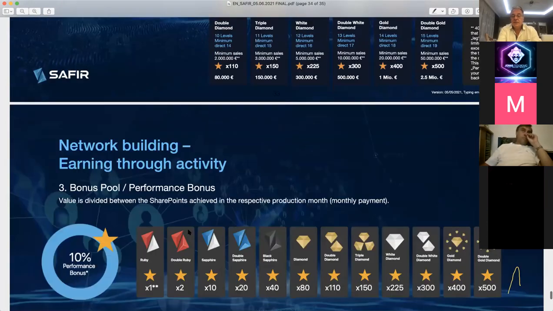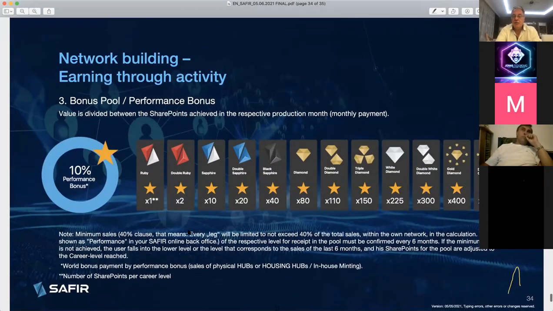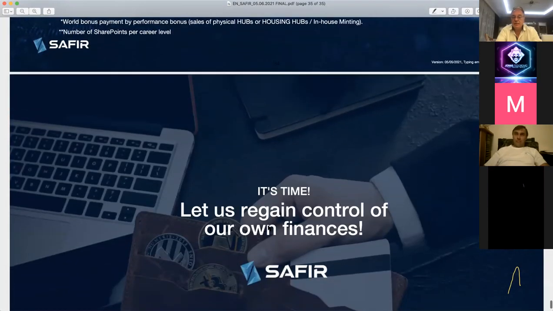So that is just to go through again how the pool share points is generated. 10% from the global sales revenue and divided among those who are qualified for the pool share points. So that is the whole presentation of this amazing, amazing concept.